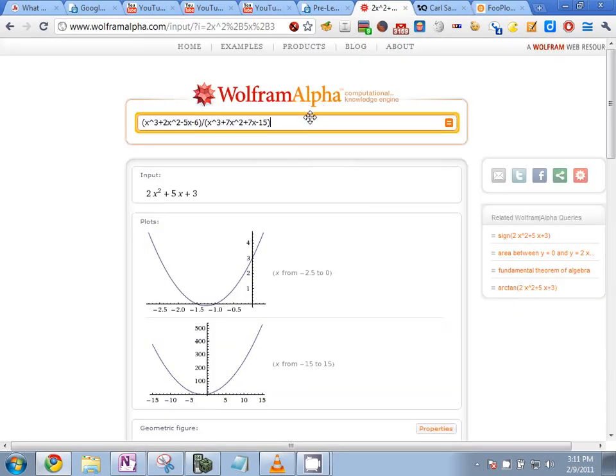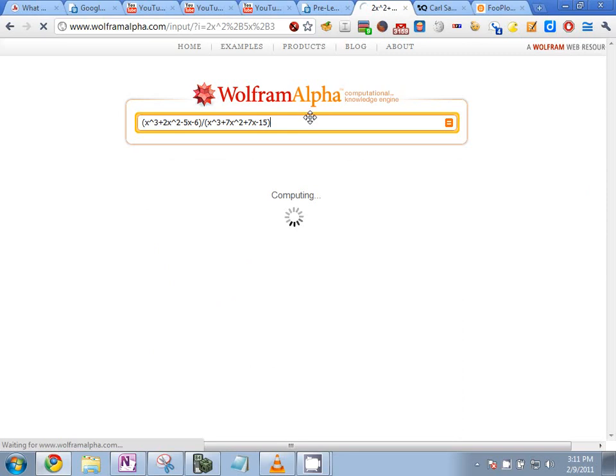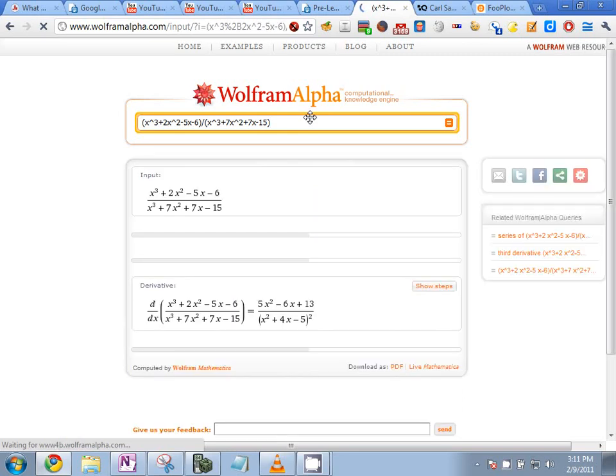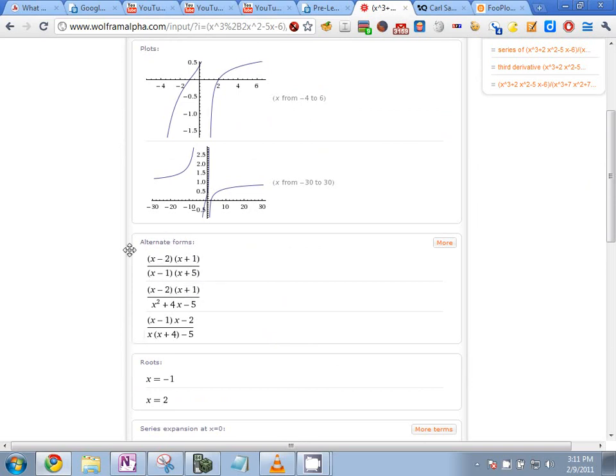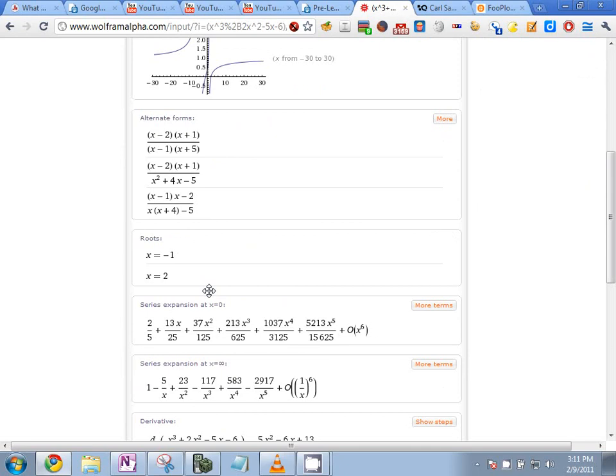Here's the rational function that we just looked at. Boom. Input. It graphs it. Look what it did. What did it do? It simplified, and it gave you the roots. And it gives you all this other stuff. Is that a pretty fun tool?